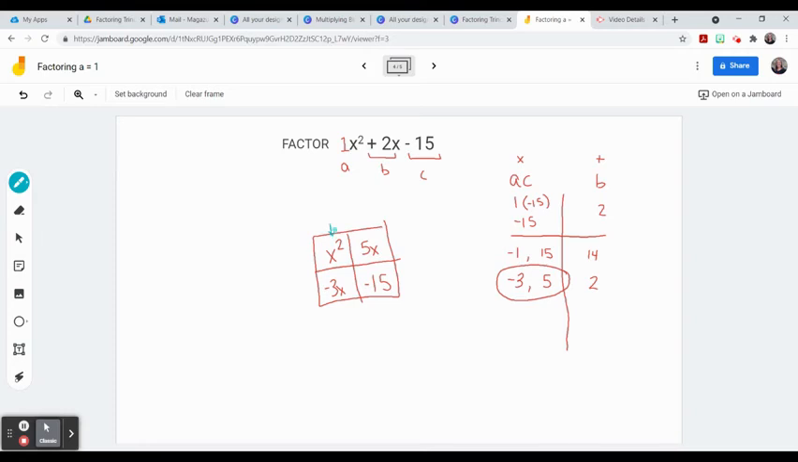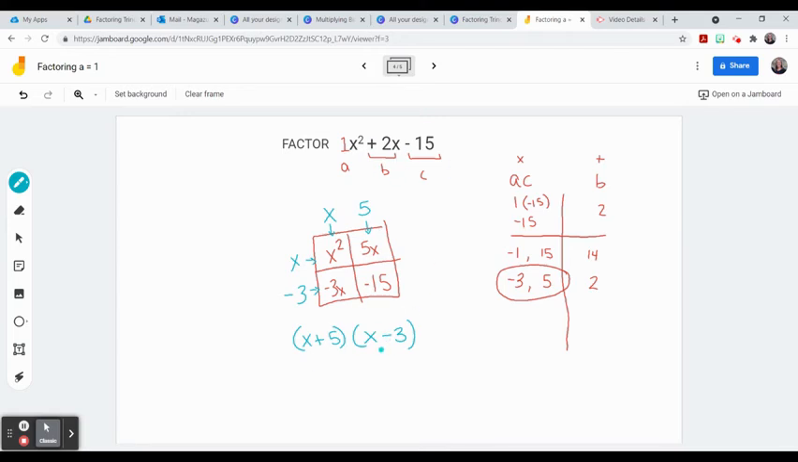Let's pull a factor out of this column. It would be x. And a factor out of this one, which would be 5. Common factor out of this row would be x. Common factor out of this row would be a negative 3. So I have x plus 5, x minus 3. Those are my two factors. I can multiply them together, and it would multiply to get this trinomial.